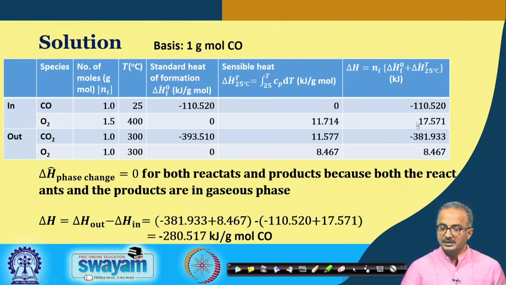And now, after obtaining the total enthalpy change associated with the reactants and the products, we first sum up the total enthalpy change on the product side, and then from that we subtract the total enthalpy change due to the reactants, and this is the value we get for the total change in the enthalpy for 1 gram mole of CO. Now, please mind that the basis here has been taken to be 1 gram mole of CO as per the question, but if we change the basis, then definitely these values will also change.